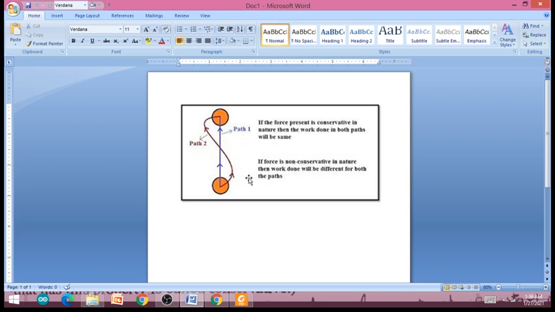अगर frictional force आप सोच लो, if the force is non conservative in nature then work done will be different, माने A to B पे जाओ या तो पाथ 1 पे जाओ, वर्क डन विल बी डिफरेंट. हमारे केस में वर्क डन डिफरेंट आ रहा है. So it is something like a non conservative force.